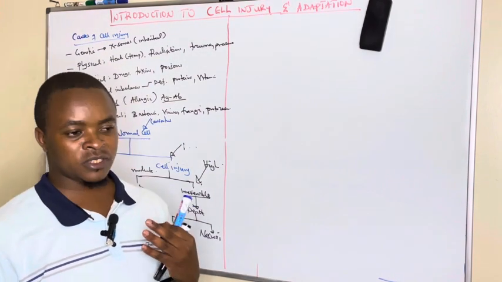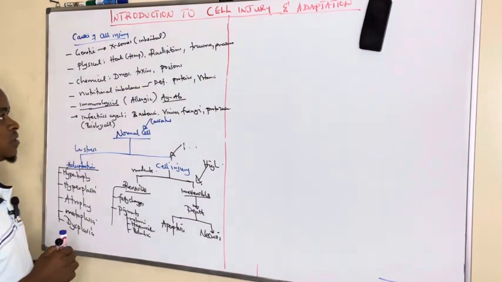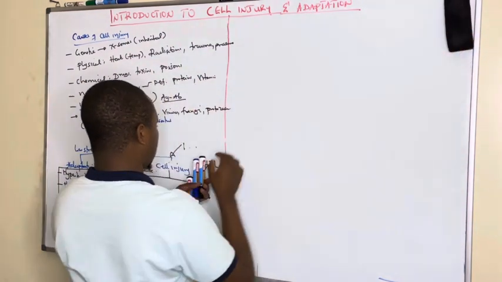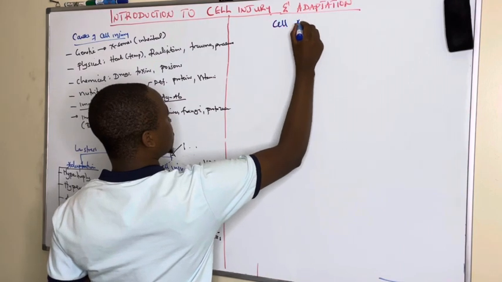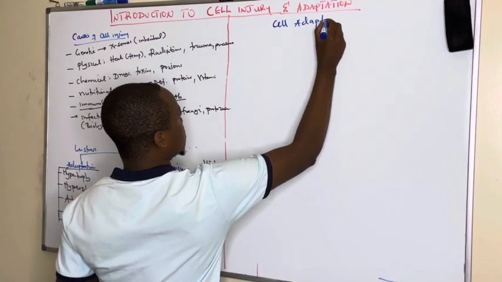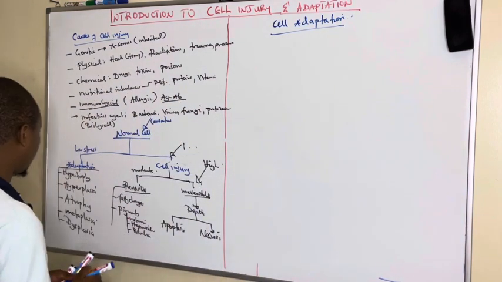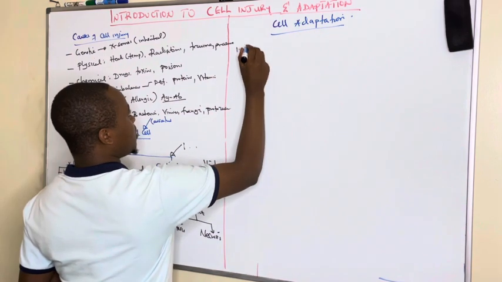Now in the second half of this video, we are going to discuss about cell adaptation to injury. So in this session, we want to look at cell adaptation, and we want to see how they are. And the number one, as we have listed it here, is hypertrophy.